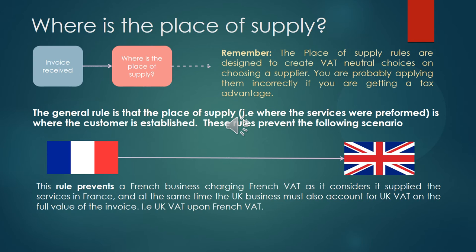So that's the place of supply. And obviously, just on the bottom of the slide, I don't need to go over it again and again, but the purpose of it is to prevent a French business charging French VAT to a UK business. It's to prevent distortions in the tax system. That shouldn't be happening.